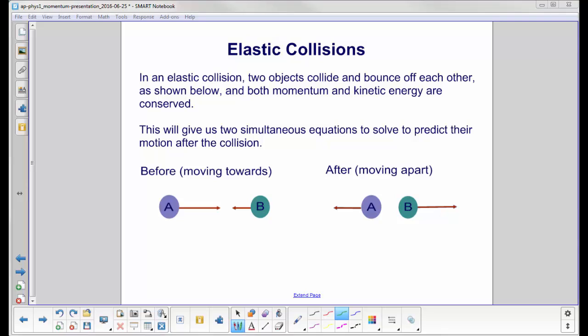For elastic collisions, two objects will collide and bounce off each other, and both momentum and kinetic energy are conserved. So we have object A moving this way, object B this way, they strike, then they move apart. We are now going to have two simultaneous equations to solve, the conservation of momentum and the conservation of kinetic energy, to predict their motion after the collision. So the math is going to ramp up just a little bit.